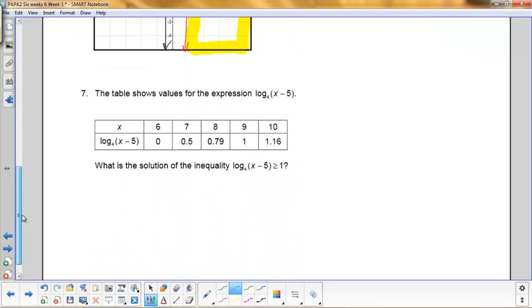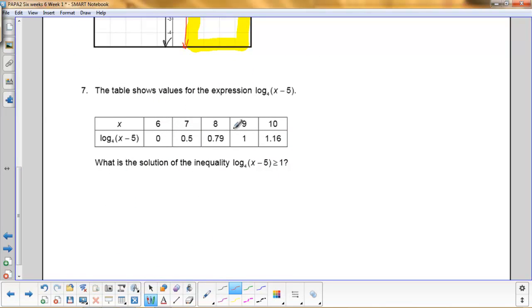Question number 7. Question number 7 is a set of table values for this logarithm. We need to know when that is greater than or equal to 1. Well, that occurs, highlight please, at the number 9. Okay? So we are going to fill that in as x being greater than or equal to 9. Because the values of this are getting greater and not approaching an asymptote, we do not need to worry about the other side of the restriction.